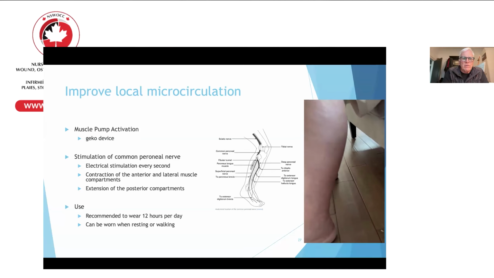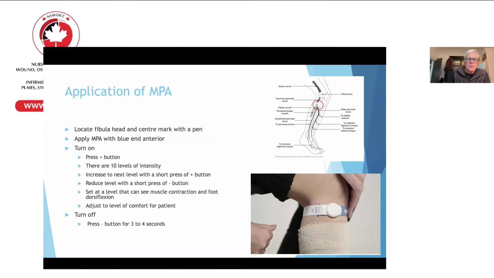So the objective of this is to send a signal every 1 second to the common peroneal nerve. Common peroneal nerve supplies the anterior and lateral compartments of the leg, causing those muscles to contract. It also extends the posterior compartment muscles, so that also helps increase venous blood flow and arterial blood flow in both the anterior, lateral, and posterior compartments. Normally, this is worn for 12 hours a day. That's what's recommended. And it can be worn whether the patient's resting, walking, or standing.